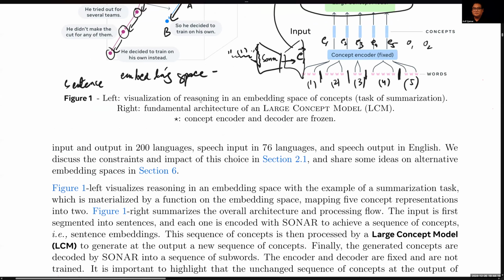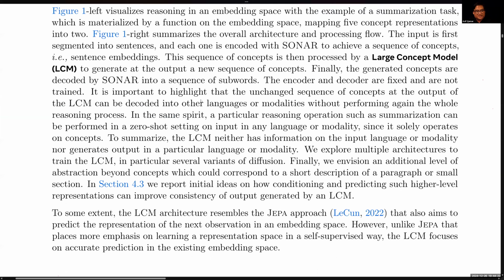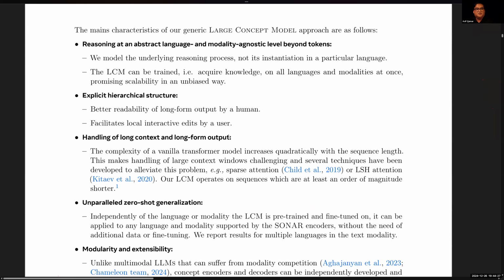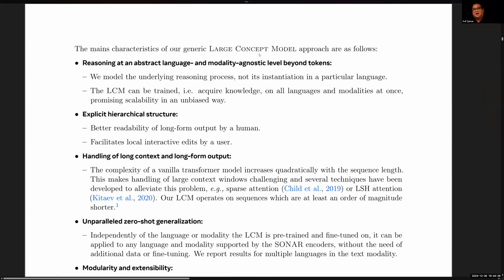So now, how does it work? They have multiple approaches. So now this is a little bit important to read through. The main characteristics of a generic large concept model approach are as follows. 1, reasoning at an abstract language and modality agnostic level beyond tokens. So you can clearly see that if I can reduce a sentence to a single concept vector, then obviously we are not working at the token level, right? Which is a big thing.